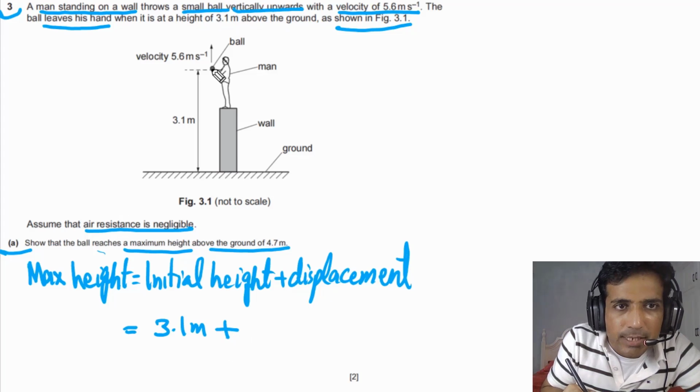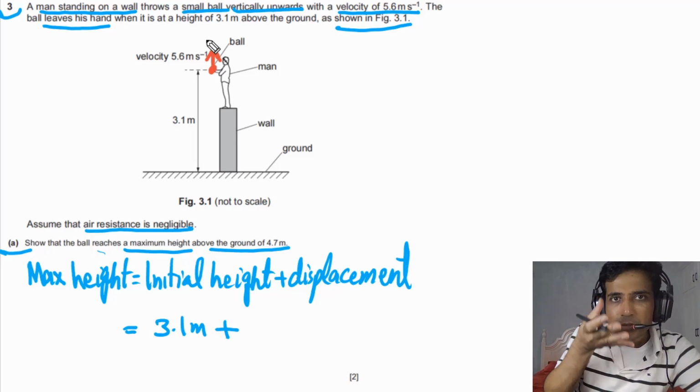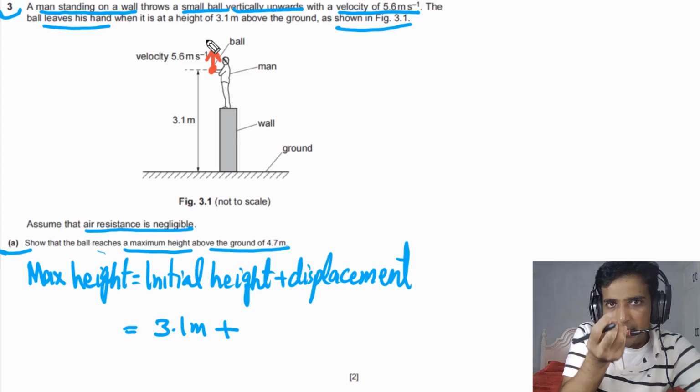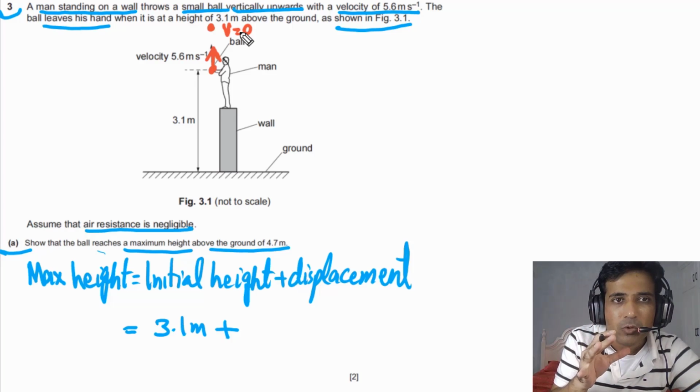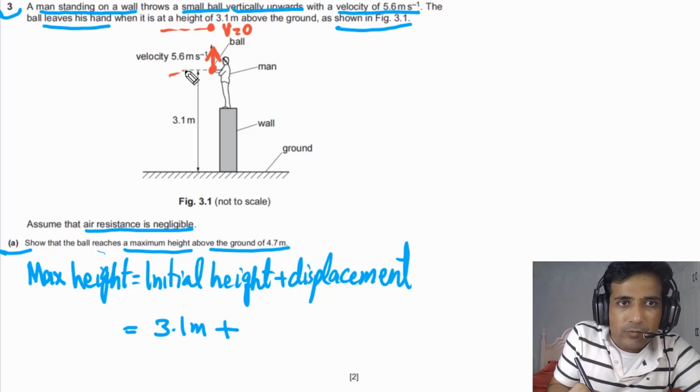Let's try to understand the motion of this ball. This ball has initial velocity and the direction of initial velocity is vertically upwards. This ball will go vertically up, but the force of gravity is acting down, so this ball will slow down. Finally, this ball will reach its maximum height, and at maximum height v will be equal to 0, meaning the final velocity of the ball at maximum height will be equal to 0. We need to find the value of vertical displacement.